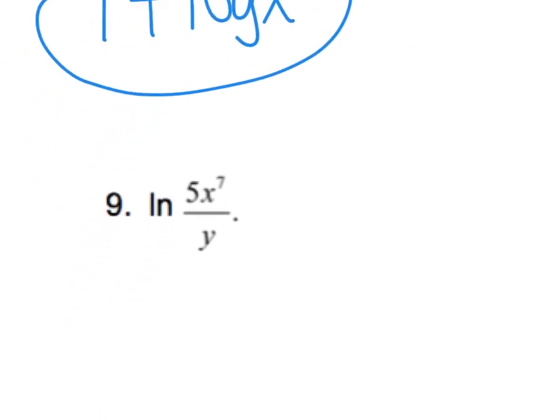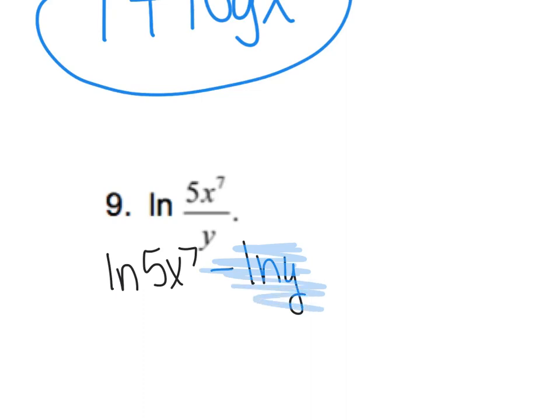On the next question, we have the natural log of 5x to the 7th divided by y. Okay, first thing I'm thinking is, all right, I've got division, so I need to subtract. So I'm going to take the natural log of 5x to the 7th minus the natural log of y. Okay, so that natural log of y is all good. There's nothing else that we can do to that. I'm going to highlight that there.